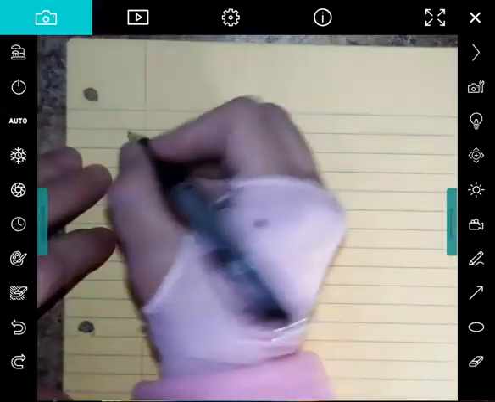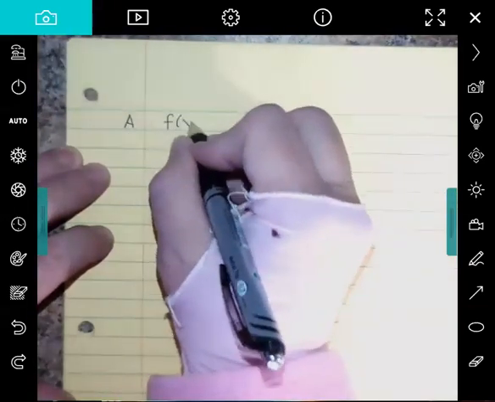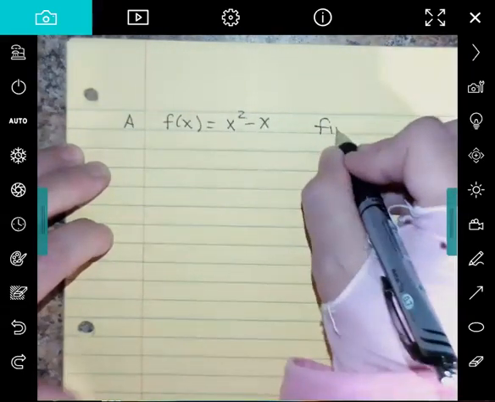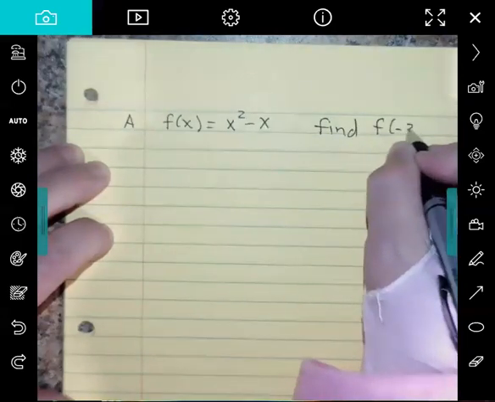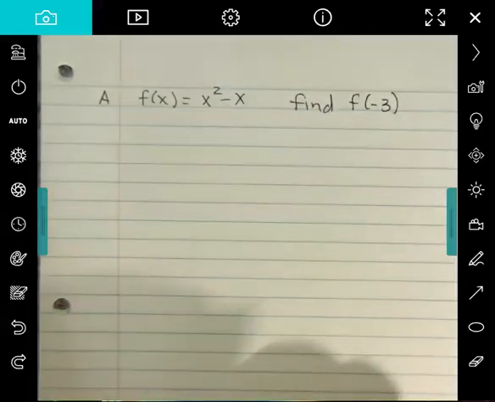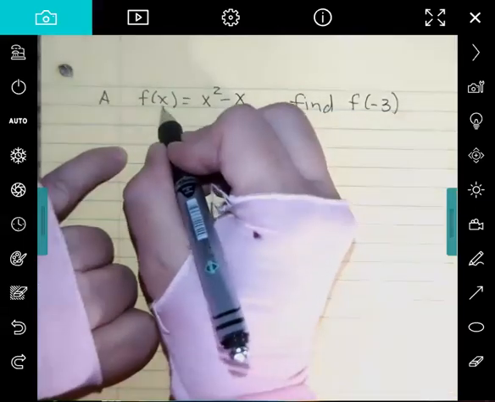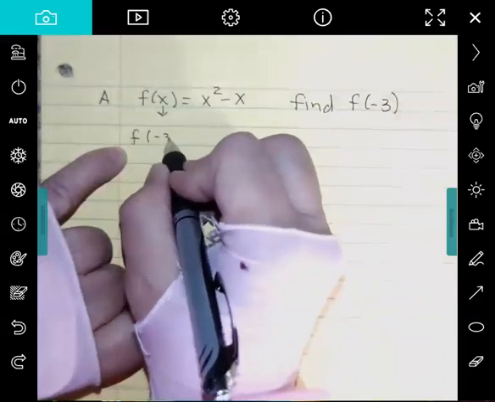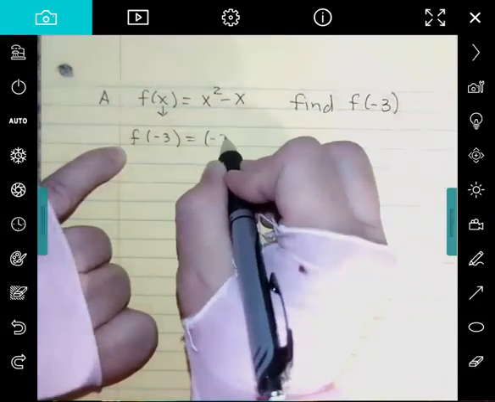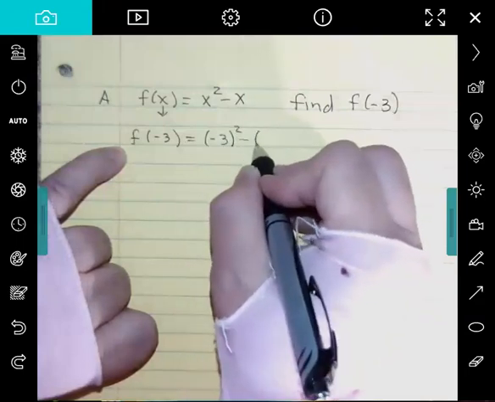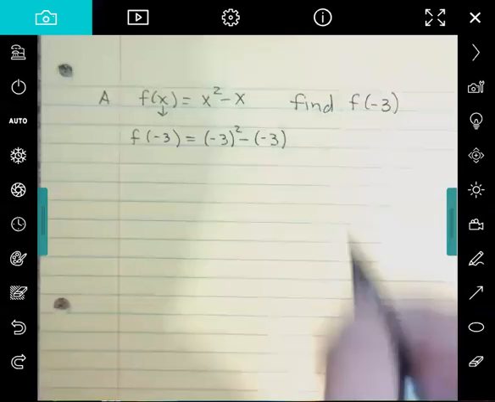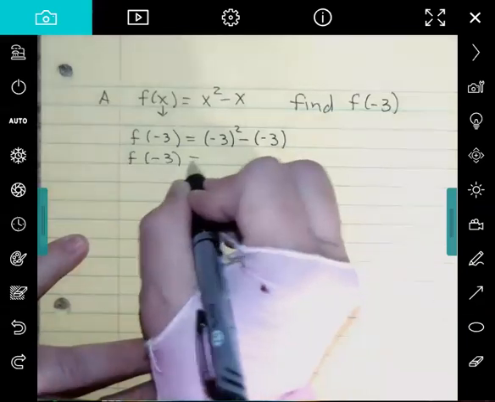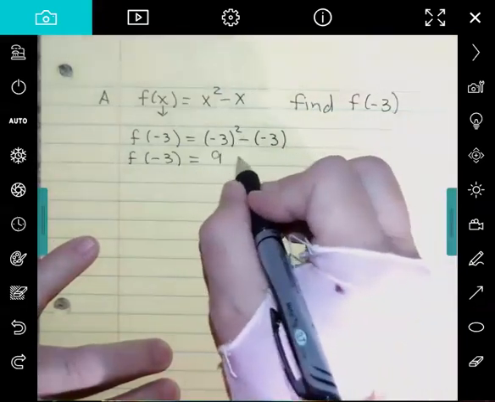We're going to call this example A, and f of x is x squared minus x, and I want you to find f of -3. You will definitely have 1 or 2 on your tests like this. So what I'm going to do here is replace the x with a -3 every time there is an x. All the way across, folks. You have to be really careful to include the negative in there with it. It's positive.